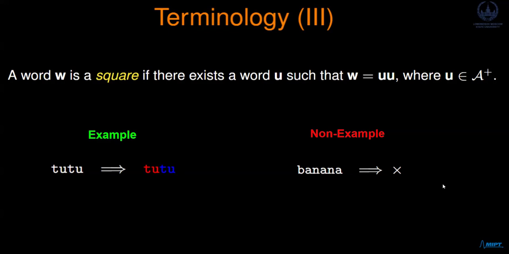Here's an example. The word tutu is a square because it can be split into two identical parts, tu and tu. On the other hand, the word banana is not a square because it cannot be split into consecutive identical factors. Recognizing square words is important for understanding how patterns can be avoided or constructed in combinatorics on words.